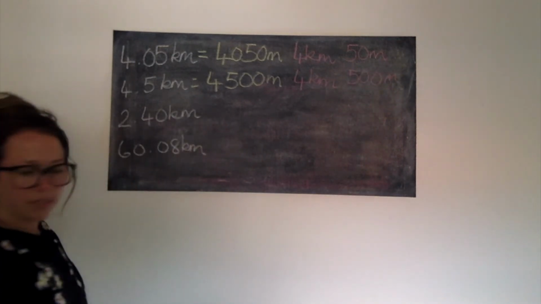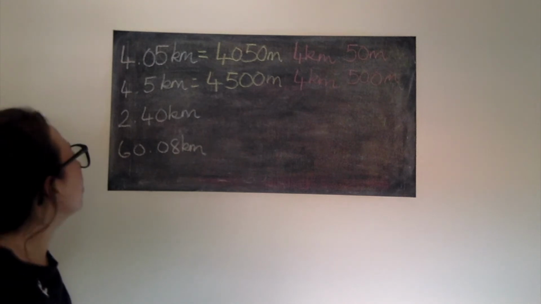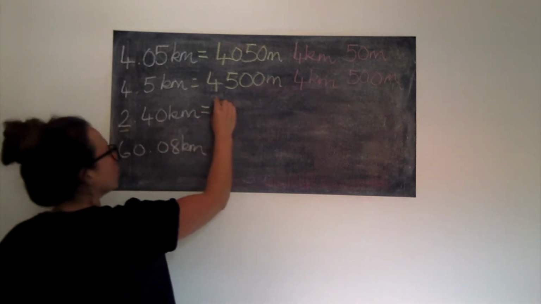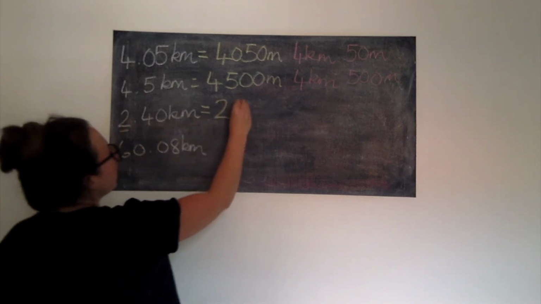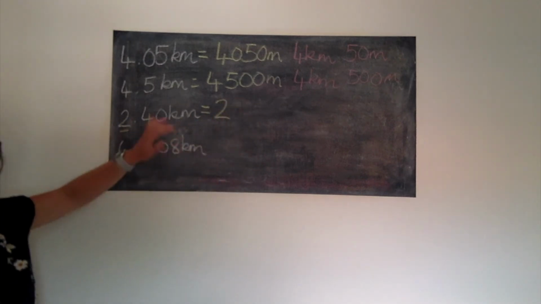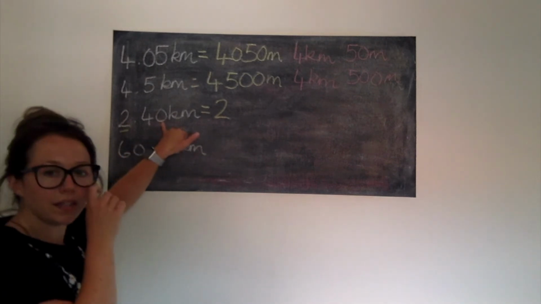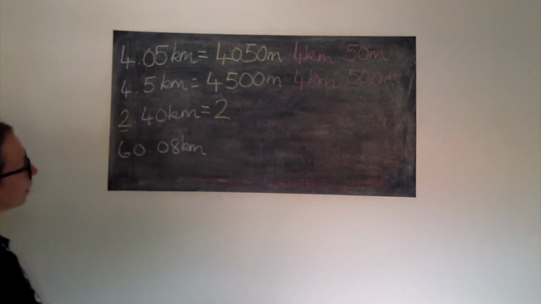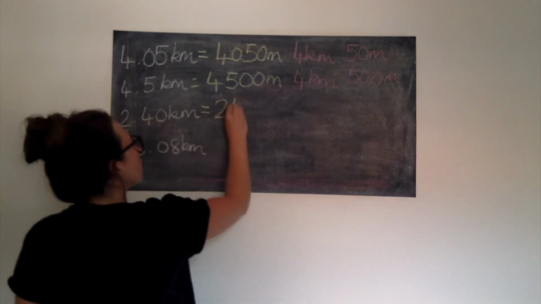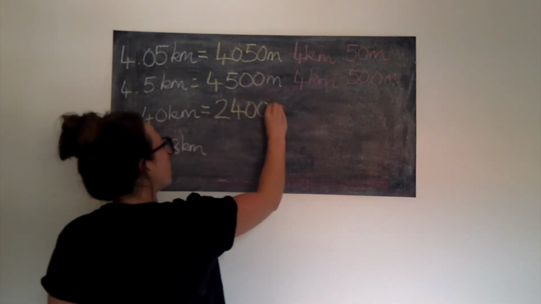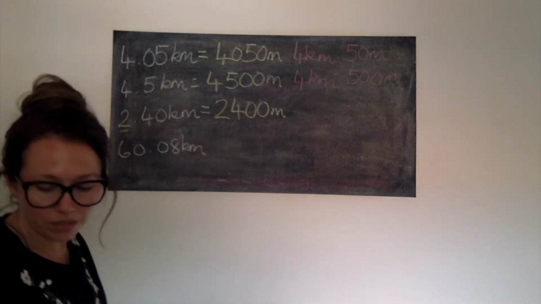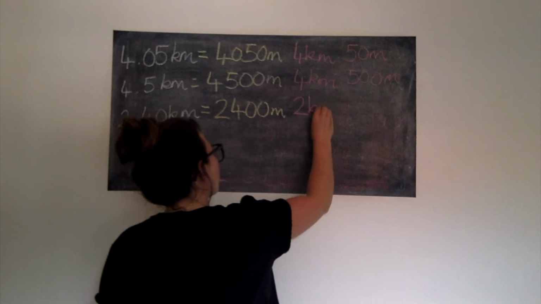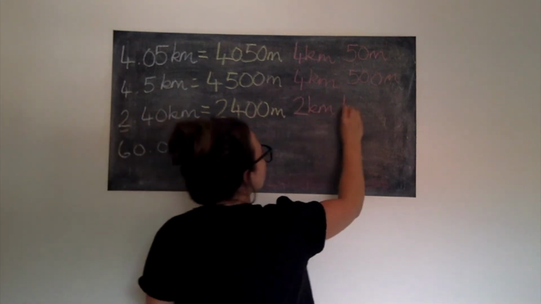Okay, next one, 2.40 kilometres. So first in metres, so we've got the 2 wholes, which is 2,000 metres, and then here it's got 40. This 0 on the end doesn't have any value in it, okay? So we just, again, same as before, moving it along our place value grid, it's 2,400 metres. As kilometres and metres, we would write that as 2 whole kilometres and 400 metres.